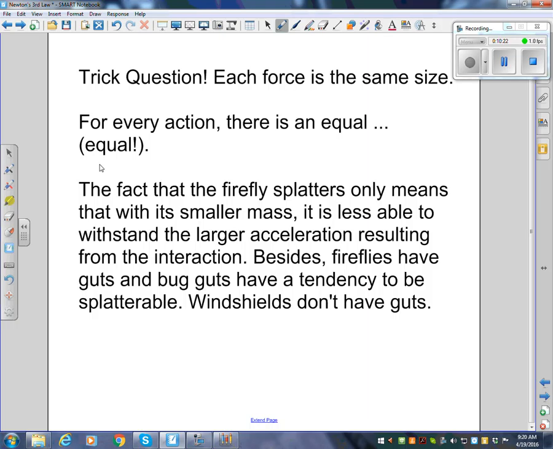The fact that the butterfly spatters only means that it has a smaller mass, less able to withstand the larger acceleration resulting from the interaction. Besides, fireflies have guts, and bug guts have a tendency to be splatterable. Windshields don't have guts. You know the old saying, it's not the fall that'll kill you, it's the landing? It's the sudden stop. Does that mean you should go ahead and jump off buildings? No.